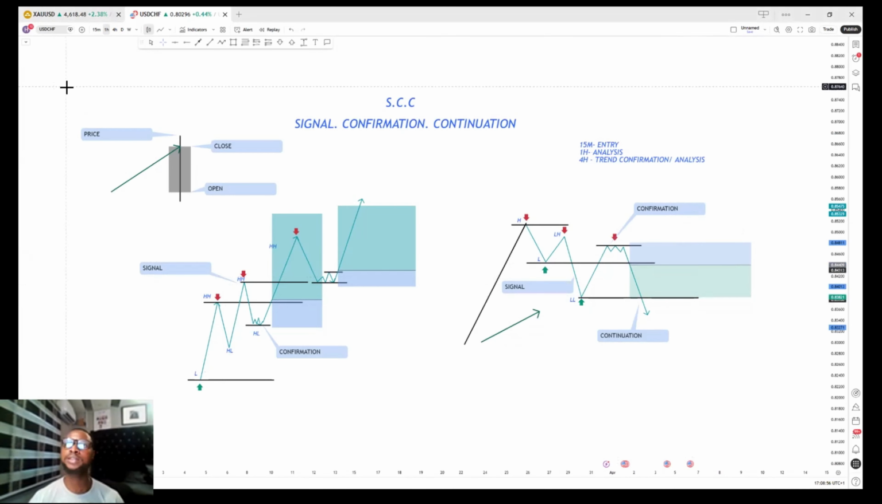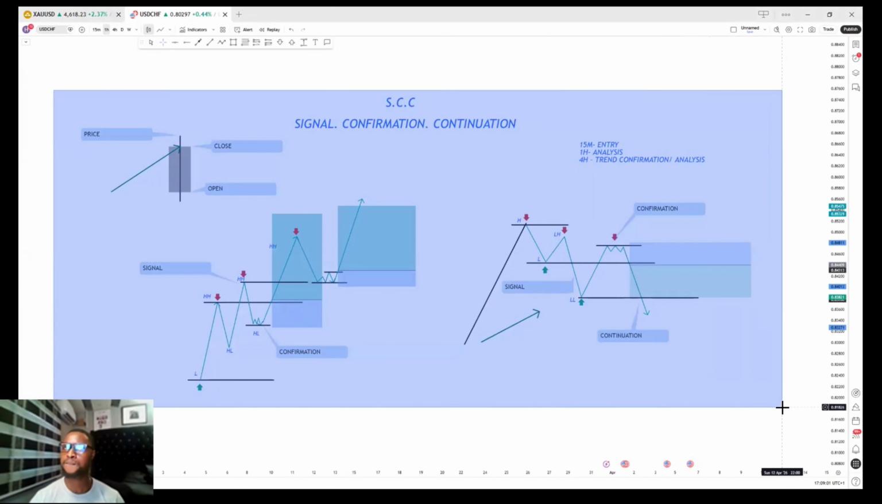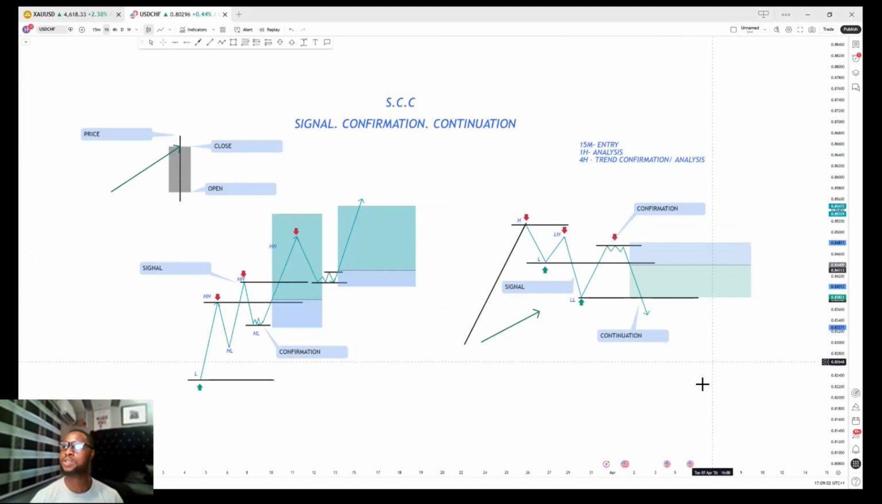So everything over here has been explained so far, and I believe you got the idea. The last information right here is the 15 minutes for your entry, your 1 hour for your analysis, your 4 hours for your trend confirmation and analysis. You can use your 4 hours for your analysis, and you can also use it to identify your trend, as well as your daily. You can use your daily to identify the trend of the market, right?